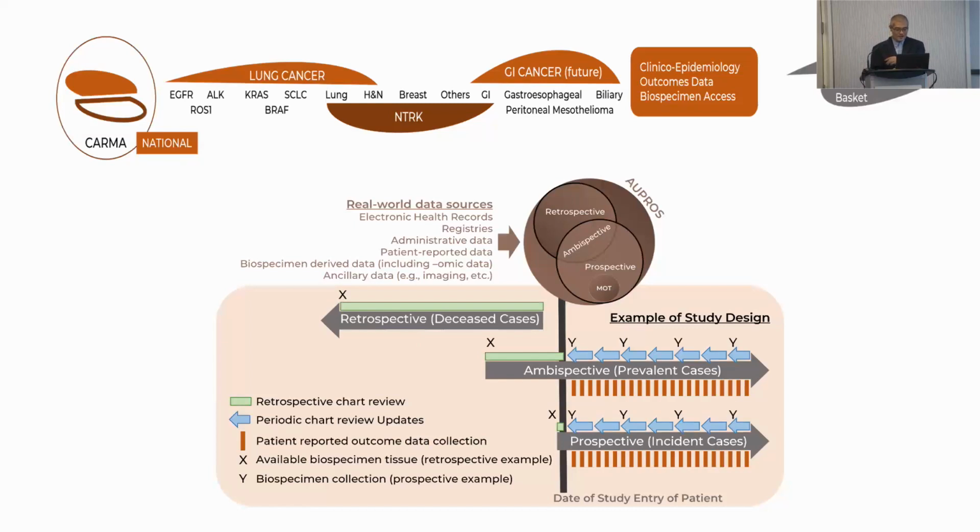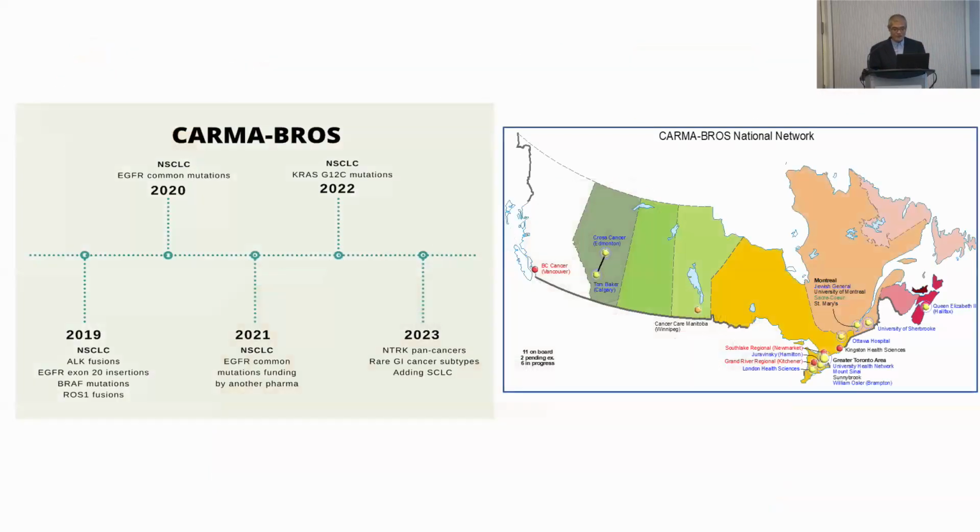Along the way, we'll include retrospective, ambispective or prevalent cases, and prospective incident cases as well. And whenever we can, we sometimes collect patient-reported outcomes as well. It took us 5 years to develop this. It's open at 16 sites across Canada, which is not bad because there are under 20 cities that are considered fairly large in Canada. So we've got 16 of them, and 7 sites are waiting to open right now.